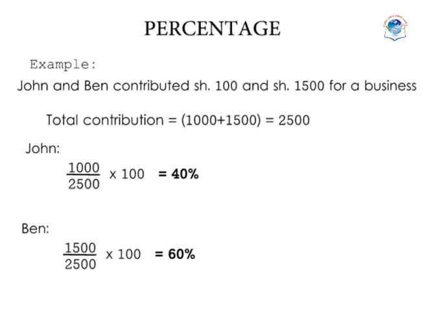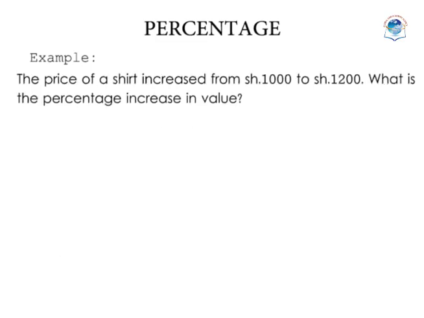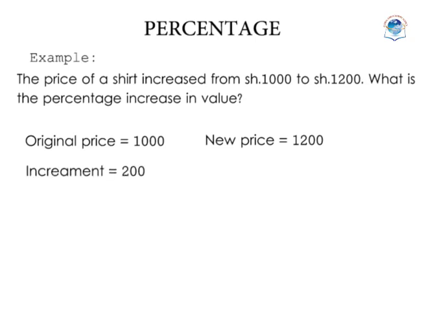We can also express a change in quantity as a percentage of the initial amount, and in such cases, the original amount is always equal to 100%. For example, the price of a shirt increased from 1,000 to 1,200. Find the percentage increase in value. So the original price is 1,000 shillings, and that is equivalent to 100%. The new price is 1,200, so the price increase is 1,200 minus 1,000. That gives us 200 shillings.